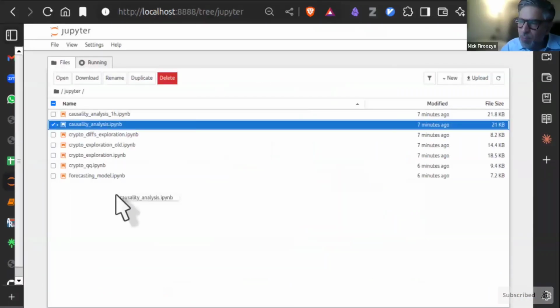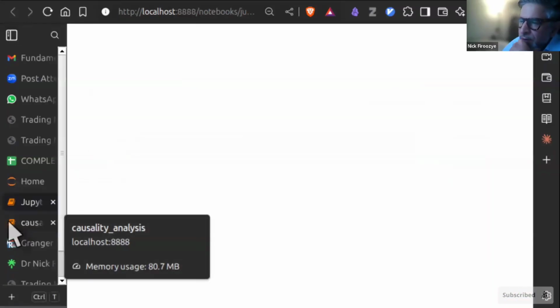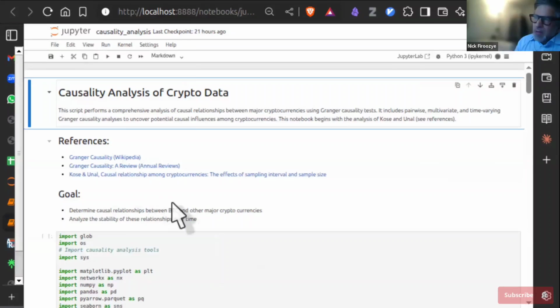Now, this should all be in the GitHub repo, which I'll share with you. We have causality analysis here, and here I've launched it once again. This script is supposed to analyze causal relationships between the major cryptos using Granger causality testing. So in order to do that, we have to go through what Granger causality testing is.